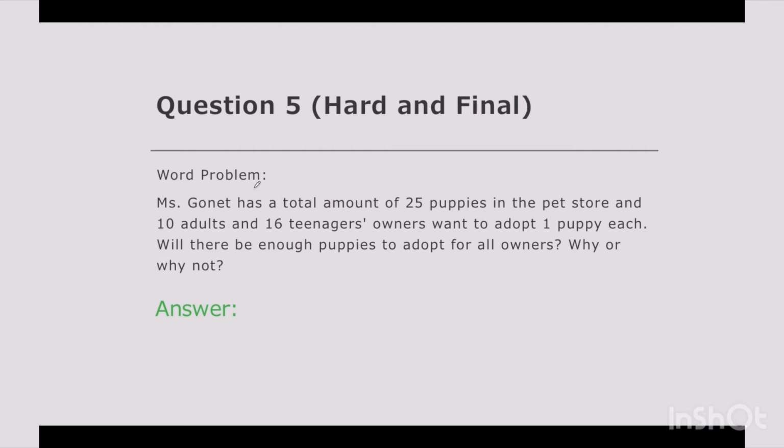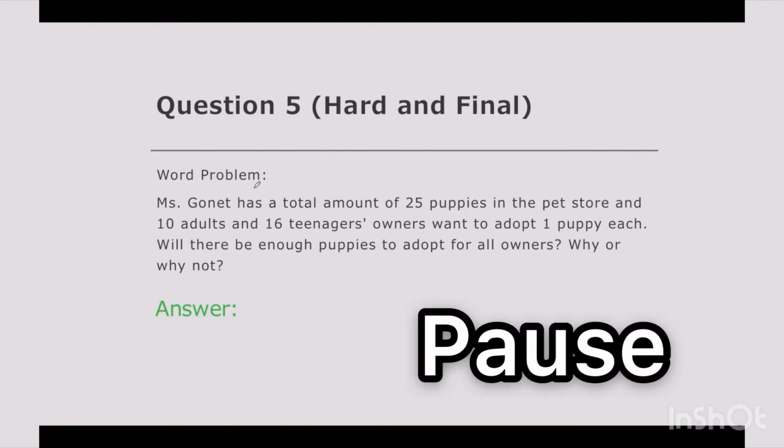The word problem. Miss Gannett has a total of 25 puppies in her pet store, and 10 adults and 16 teenager owners want to adopt one puppy each. Would there be enough puppies for all the owners? Explain why or why not.